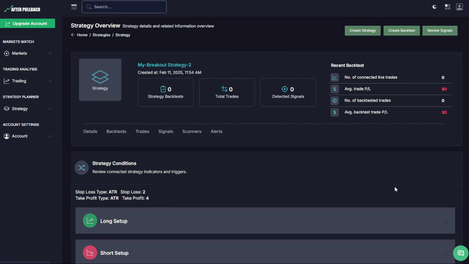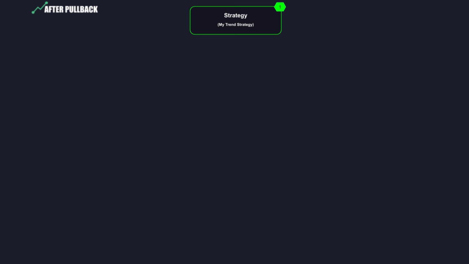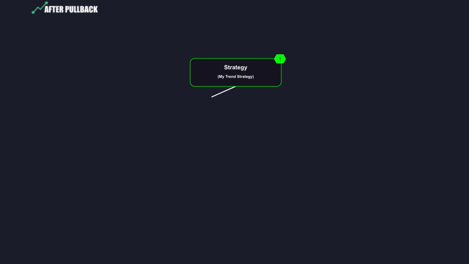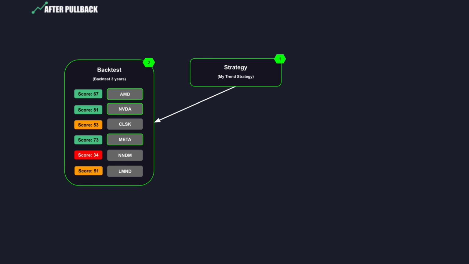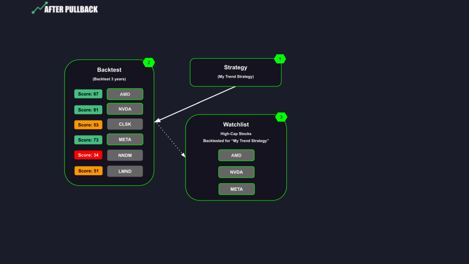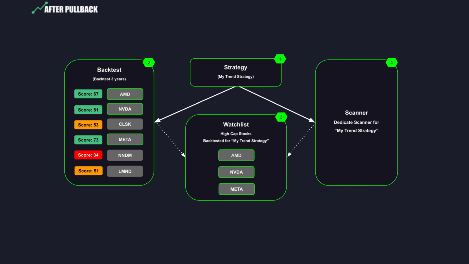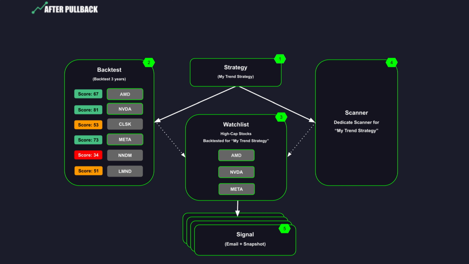How do we use the strategy? Let's go over this. Once created, a strategy can be used in backtests to test different assets. By running backtests, we can identify assets with better scores based on parameters described in other videos focused on backtesting. Next, we create a watch list from the stocks that performed well in backtests using that specific strategy. For example, we might call it something like High Cap Stocks Backtest for my trend strategy. We then assign a scanner to this watch list, which is connected to the strategy. The scanner will monitor the watch list, scan the stocks that had the best backtest scores, and generate trading signals.